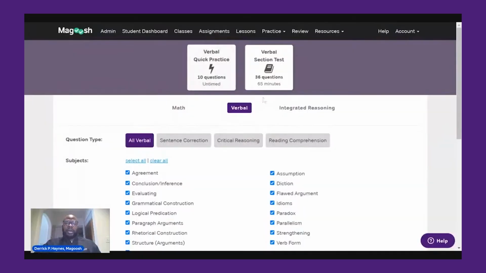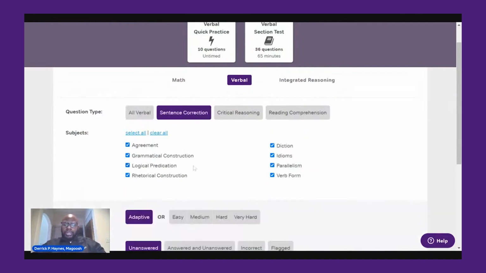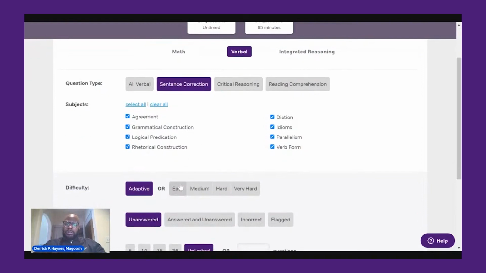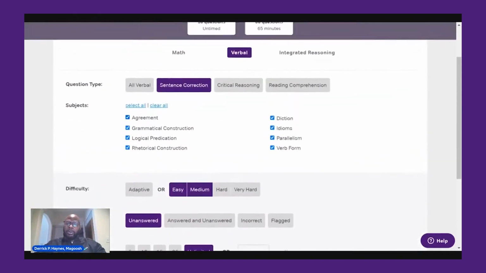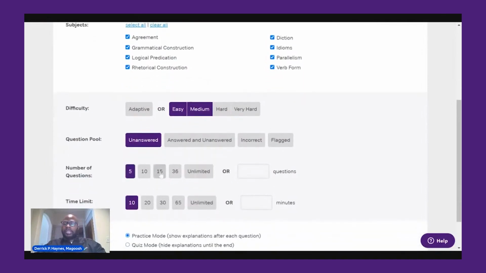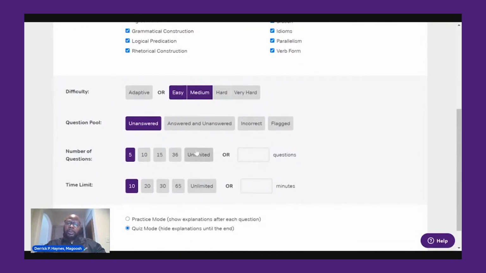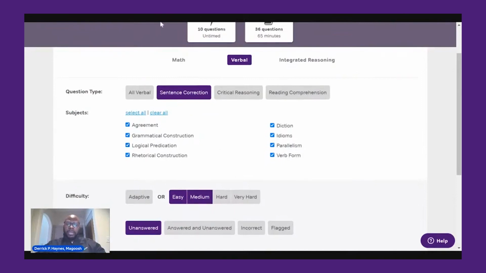In this custom practice, pick verbal. I clicked verbal. All verbals are available. And let's say you want to drill down a bit and work on a certain question type. So let's say you want to do sentence correction, and you're at your beginning stage of sentence correction. So you want to pick easy and medium. But it has all the question types available, right? For verbal sentence correction questions, they're like a minute and a half. So you want to put 5 questions, 10 minutes at the time. You want to do a quiz mode, and you want to have unanswered questions, so you're getting a fresh set of questions that you've never tried before, right?